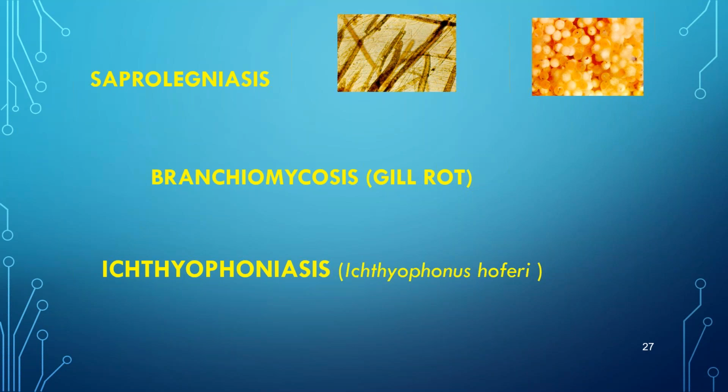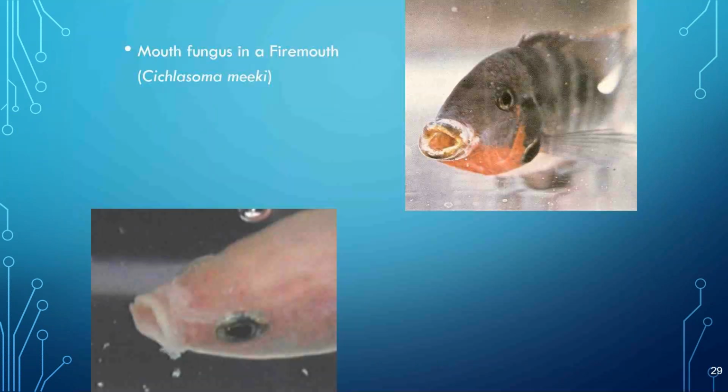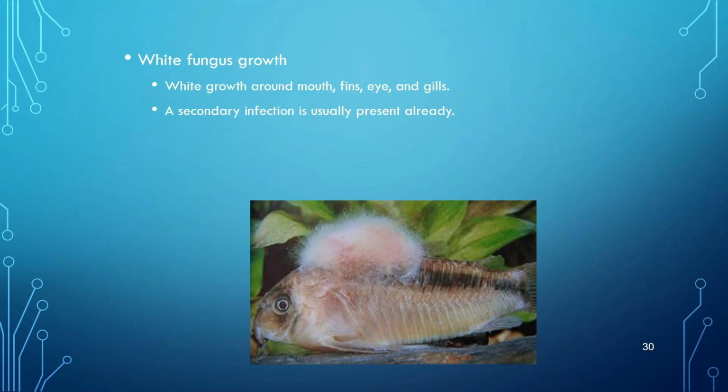Again, the treatment is calcium hypochlorite and malachite green. Malachite green at 0.5 ppm in the water for at least 20 to 30 minutes gives good results. These are different fungal diseases, like mouth fungus in firemouth, a white fungus growth.